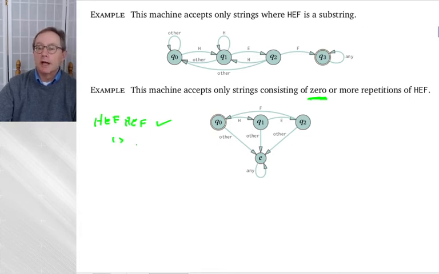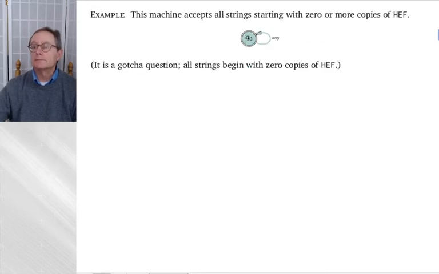You could write just an empty string, or you could write the empty string as this kind of epsilon. If I give this machine an empty string, the machine starts in state Q0, and because the input is empty, it instantly consumes the input, doesn't do anything, and is now in a halting state. So that's right. In order to have the empty string, zero repetitions of HEF, accepted, you need to have Q0 be a double circle state, be a final state, be an accepting state. Okay, so that's something we've never seen before.